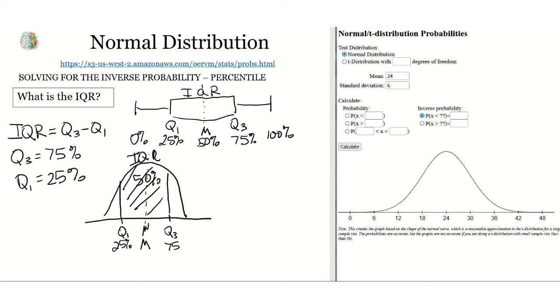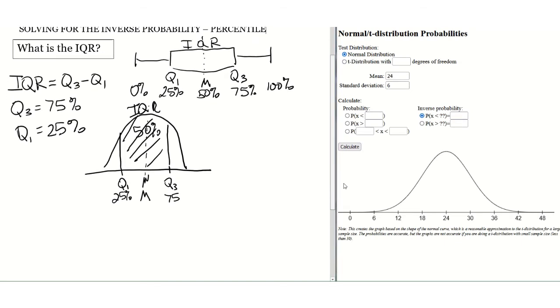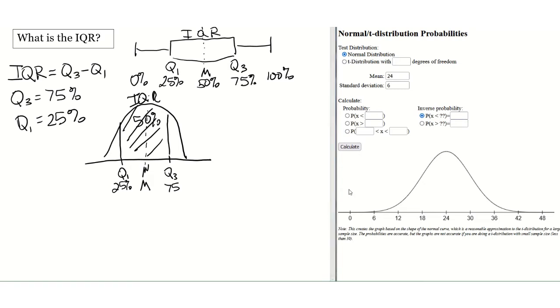The way I solve that is, you'll notice on the calculator it doesn't have a range like we had when we were solving for the probabilities. So I need to solve for each of these quartiles separately. I'm going to solve for my first quartile, and then my third quartile, and then I'm going to take the difference.